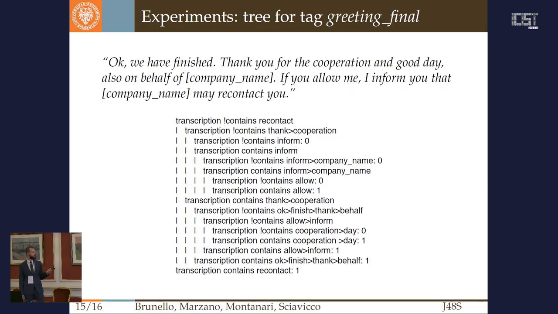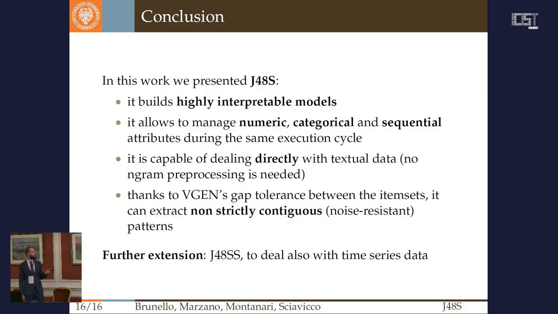An interesting thing about this decision tree is that for the company, the fact that the agent asked for the permission to recontact the called person is very important, because according to this service, it is the final objective of the call, to get the permission to recontact the person. And in fact, the decision tree understood that and put it on the root as the first thing to recognize.